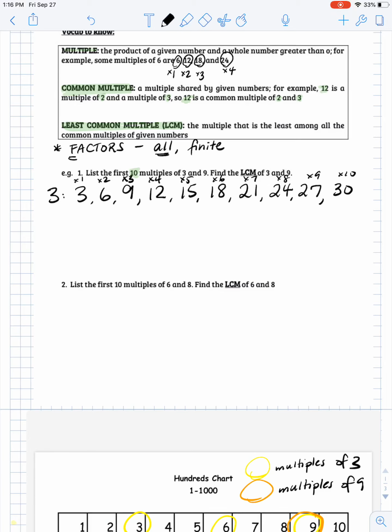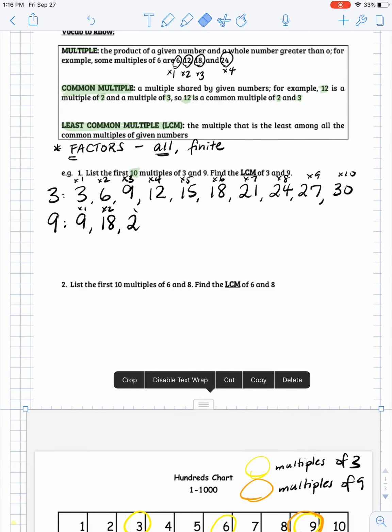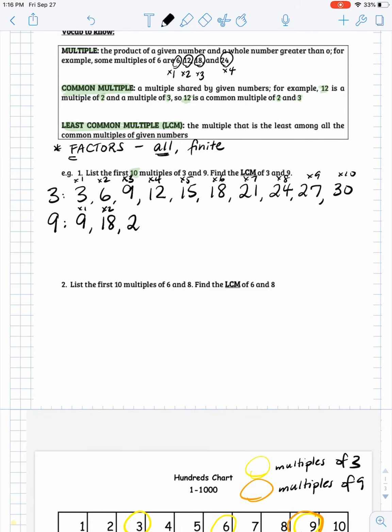Okay, let's go back to the multiples of 9 here. So again, from the hundreds chart, we have 9 as being the first one, which is 9 times 1. And then we have 18, which is 9 times 2. And then we have 27, which is 9 times 3.